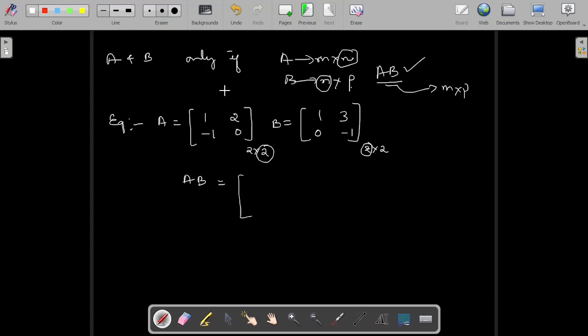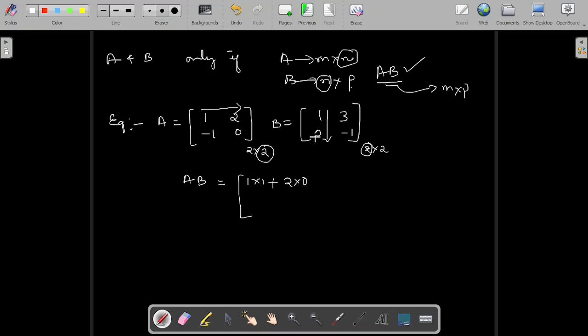Let us see how to find out that. Here AB is defined. Take the first row, first column. So multiply the corresponding elements, then add the result together. 1 into 1, then plus 2 into 0. So every element in the column got over.